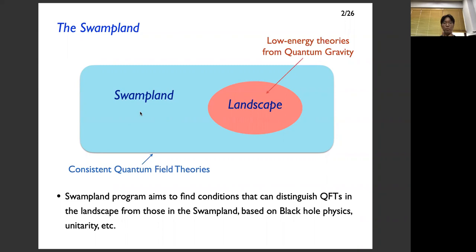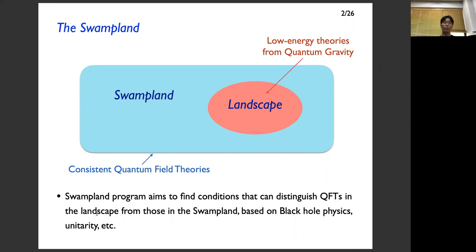We want to precisely identify the boundary between these two regions in the context of low energy effective field theory. This is, as you know, a very challenging task at the moment because quantum gravity is not yet well understood. So we try to collect data from known quantum gravity physics, such as black hole physics and the unitarity of the spectrum, and try to reformulate them as conditions in low energy field theories. Then we apply them to rule out some seemingly consistent field theories that cannot come from quantum gravity. This is basically what we are doing in the Swampland program.